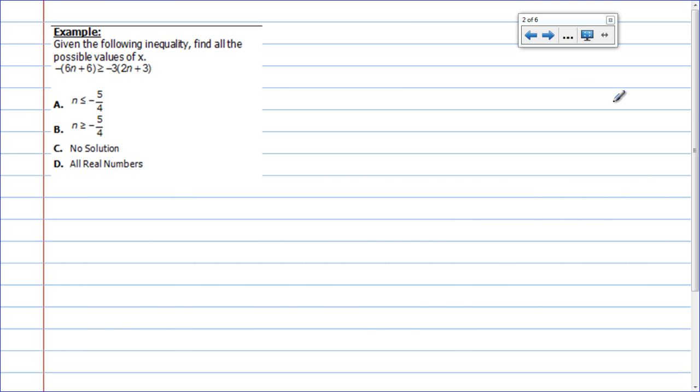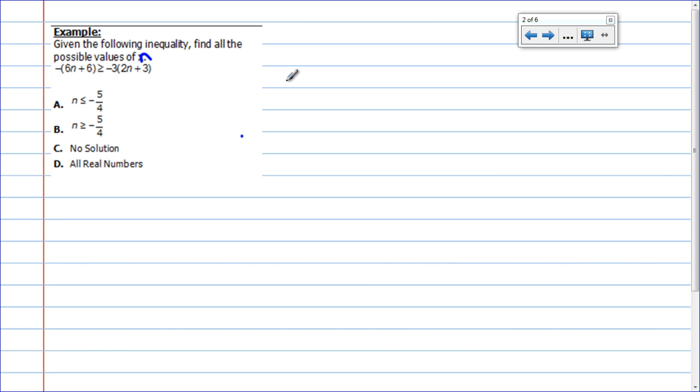So TEKS check correction number 2. Given the following inequality, find all the possible values of x. And we have a multiple choice question here, so we just have to solve, and it says x, it should say n. We want to find all the possible values of n. And so we want to solve this for n.